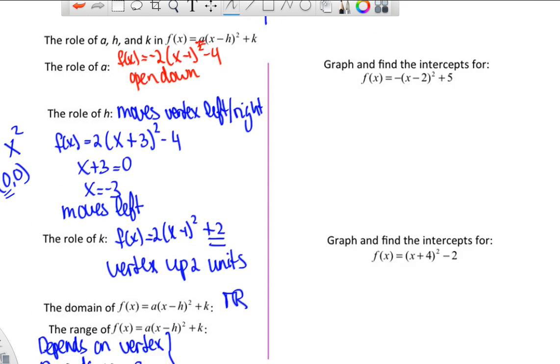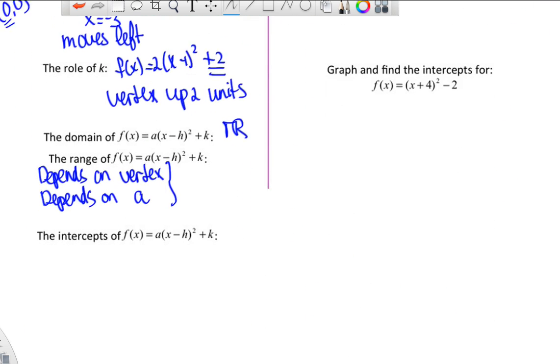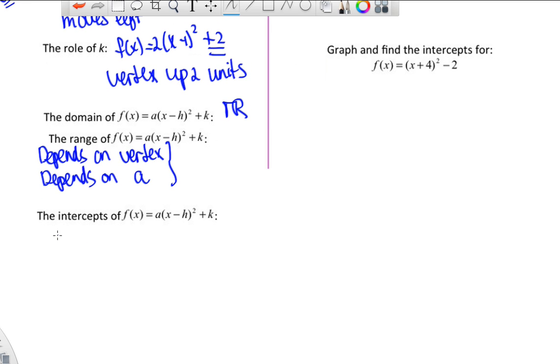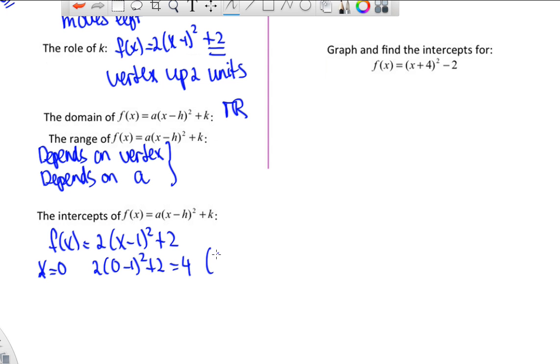Okay, what else did we have in this line? So what are the intercepts? Okay, so let's look at the intercepts. So let's see if we can find the intercepts for 2 times x minus 1 squared plus 2. Well, you just plug in zeros. So if you do that for x, that's actually fairly straightforward. We get 2 times 0 minus 1 squared plus 2. So we already did this, but that's 1, and 1 times 2 is 2, so that's 4. So 0, 4 is your y-intercept. Okay, that's not very difficult.